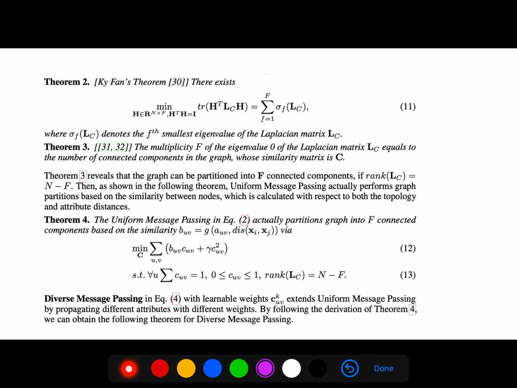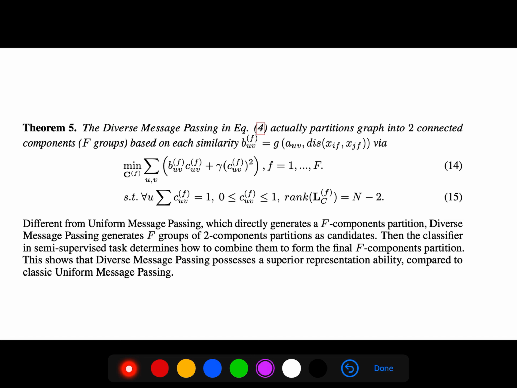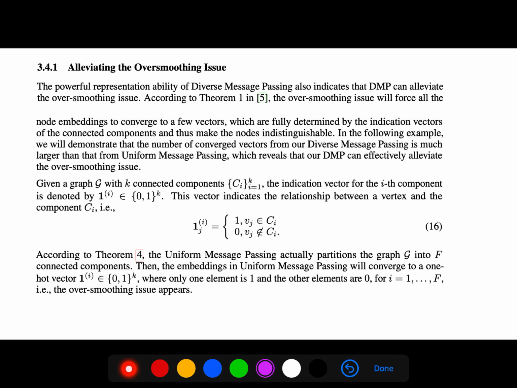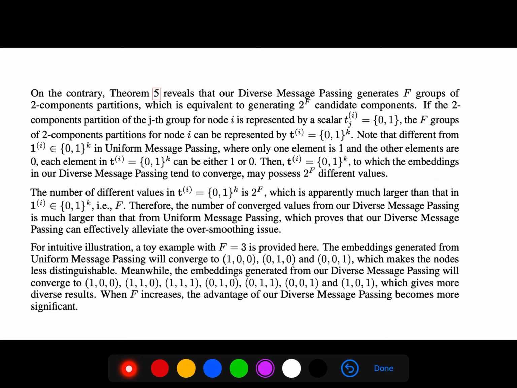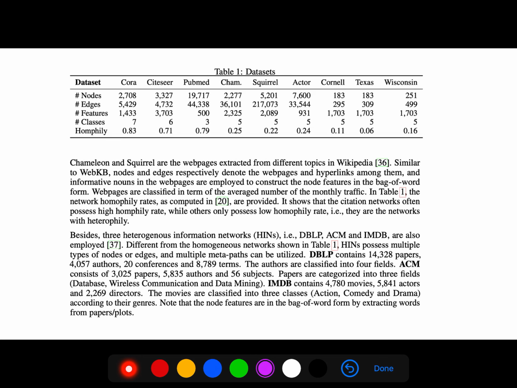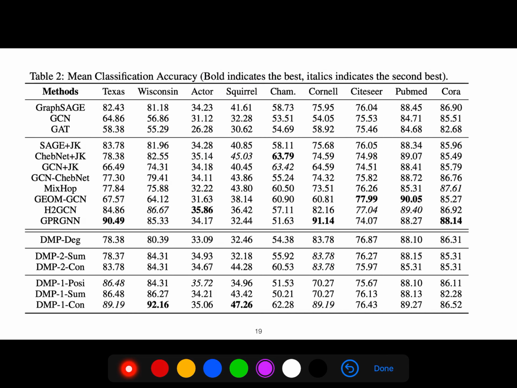Then they have some theoretical work to support their work. Then they see how they can use their approach for alleviating the oversmoothing issue, which is a real challenge in GNNs. Then they use it for these datasets like Squirrel and Chameleon and other datasets. So they reported their mean classification accuracy. For example, they compare GraphSAGE with their method, or graph convolution, or graph attention.